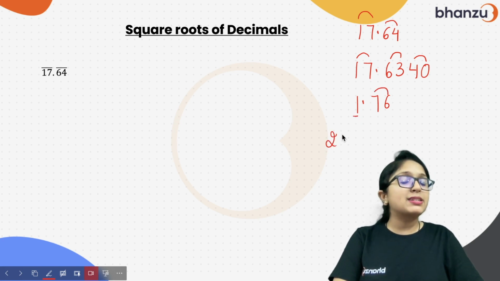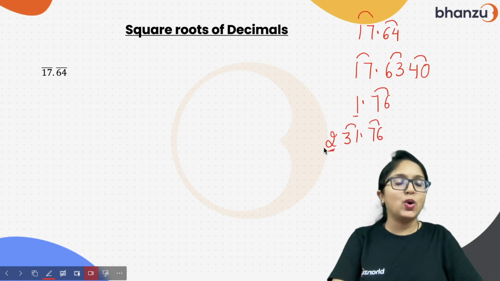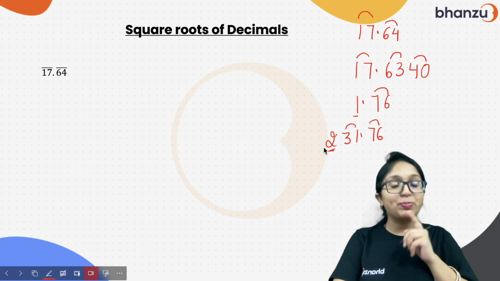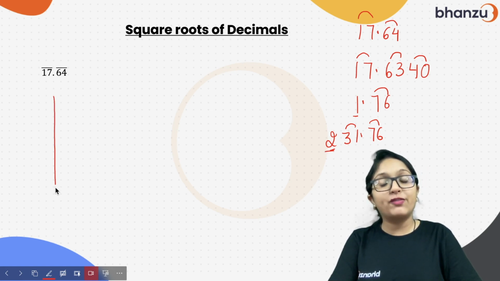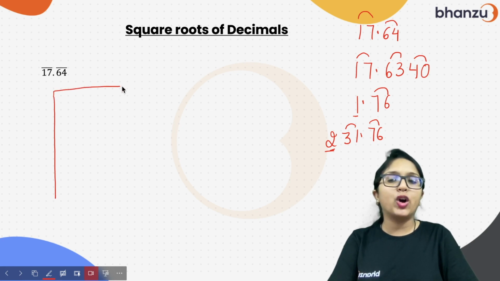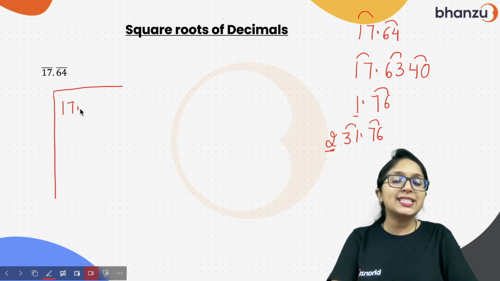And what if the number is like 231.76? Then this is one pair, this is one pair, and this will be alone. I hope this is clear to you now. Okay, let's go ahead and let's try to find the square root of this decimal number. Okay, so we will be doing it in the same way.